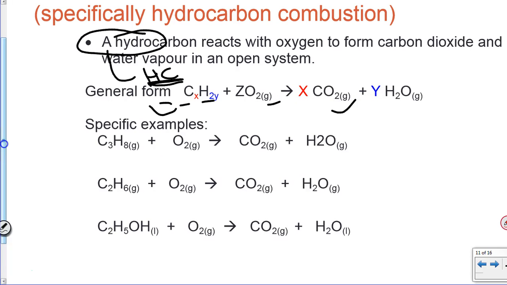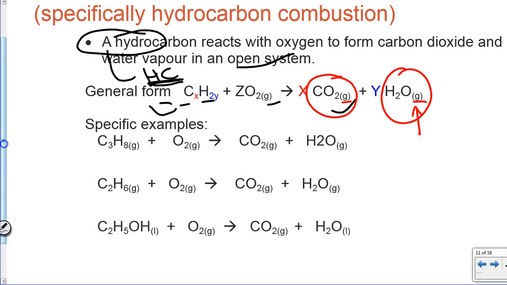Any hydrocarbon will react with oxygen to burn. And they will always make the exact same thing. They will always make carbon dioxide as a gas and water vapor as a gas. But, teachers, you told me H2O is a liquid. Well, guys, you may or may not know this. I'm sorry to let the cat out of the bag. Fire is hot. If fire is hot, water will not be a liquid. It will evaporate and be a gas.